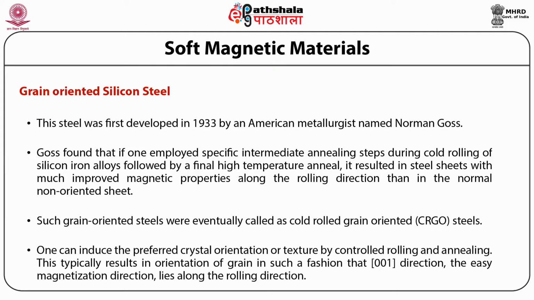One can induce the preferred crystal orientation or texture by controlling the rolling and annealing. This typically results in the orientation of the grain such that the easy magnetization direction lies along the rolling direction.